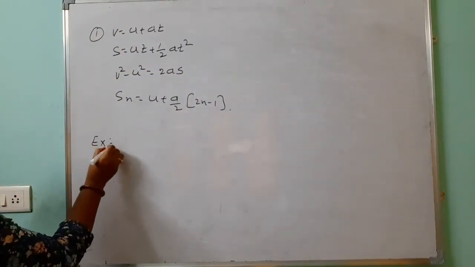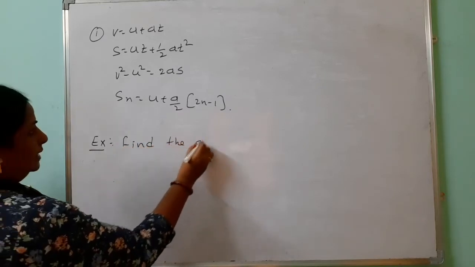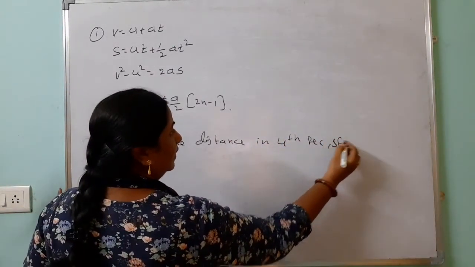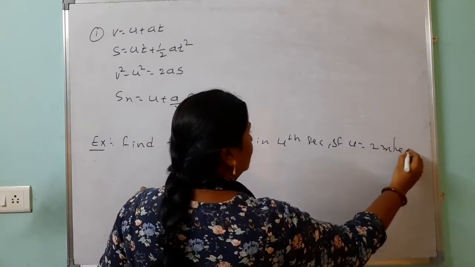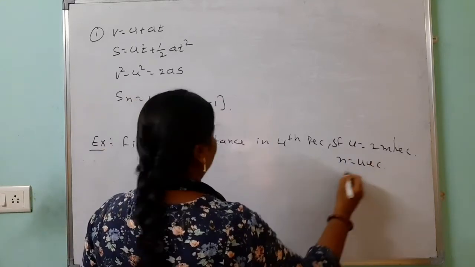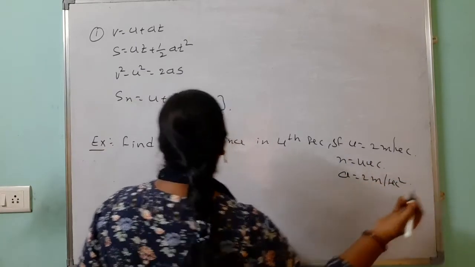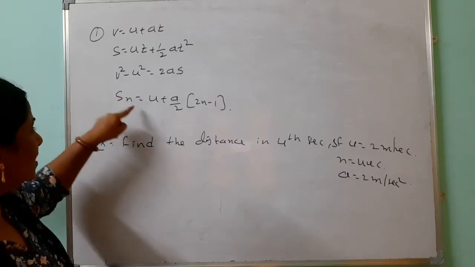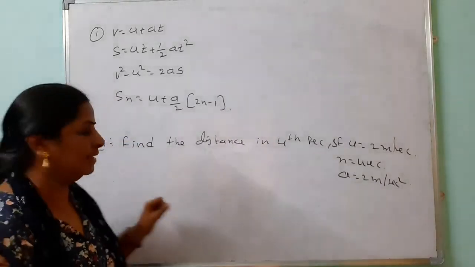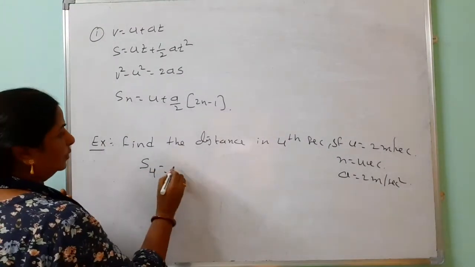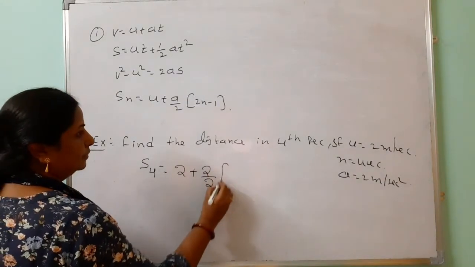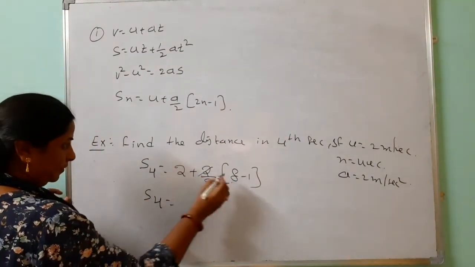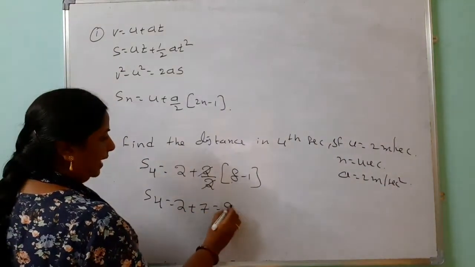Suppose one example problem we are doing. Find the distance in 4th second, if u equals to 2 meters per second, n equals to 4 seconds, a equals to 2 meter per second square. Then first three are not suitable. Clearly they are asking nth second, how much distance is covered, means we can go through the fourth equation of motion. So s4 equals to 2 plus 2 by 2 into 8 minus 1. After simplification, 2 plus 7, 9 meters.